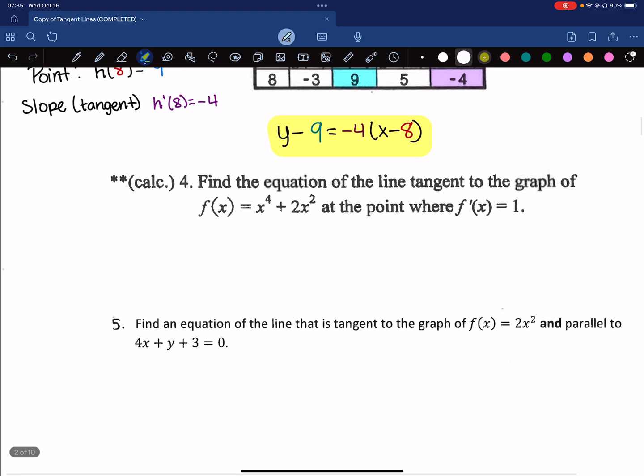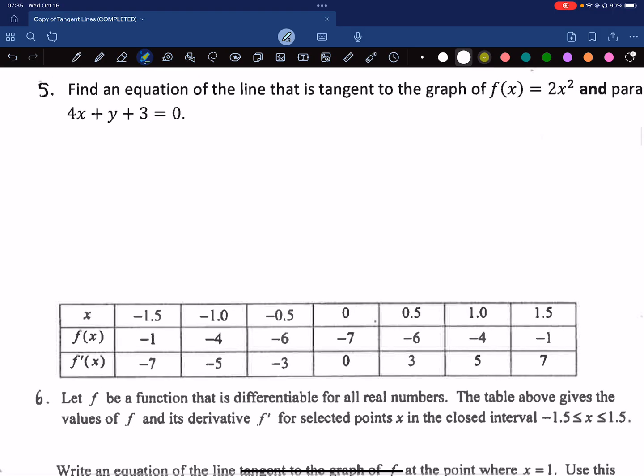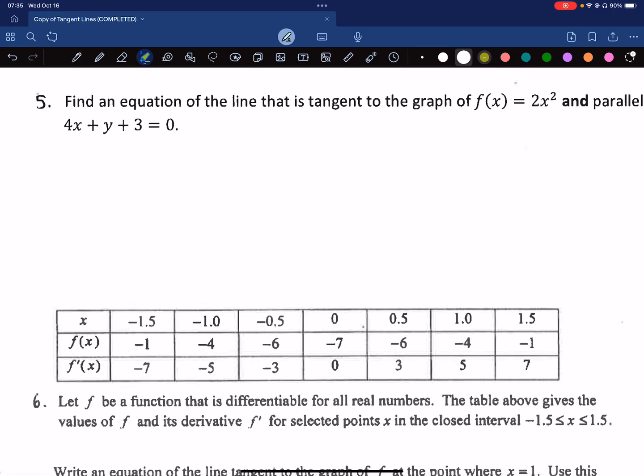Okay. Now, number 4 will have its own separate video because it does involve a calculator, and I will have a calculator video to show you how to use it. Okay, so check out the video for example 4. So skipping on to number 5.